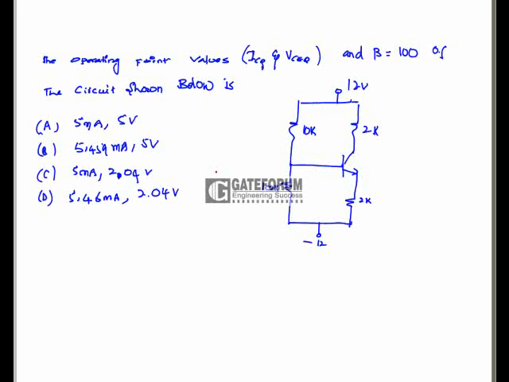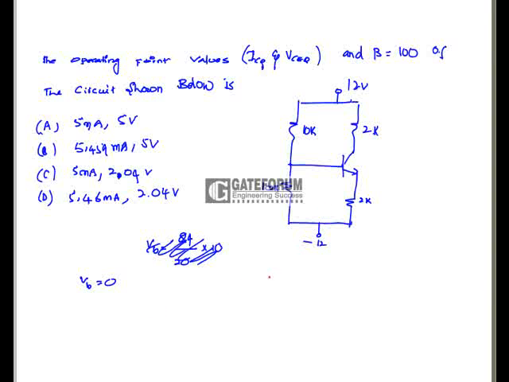Into values, we have to find out the ICQ and VCEQ. Beta is given as 100 for the following circuit shown below. So here VB is written as 24 divided by 20 into 10, that is, sorry, here VB is going to be 0 because of the exactly opposite and equal potentials.